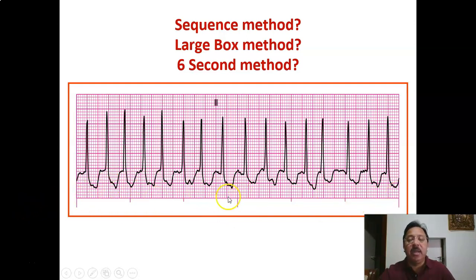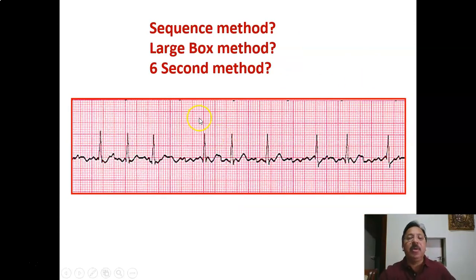So total 6 seconds. So this is a 6 second strip where there are 30 large boxes, and how many RR intervals? 1, 2, 3, 4, 5, 6, 7, 8, 9, 10, 11, 12, 13, 14, 15. So 15 times 10 is 150, the heart rate.